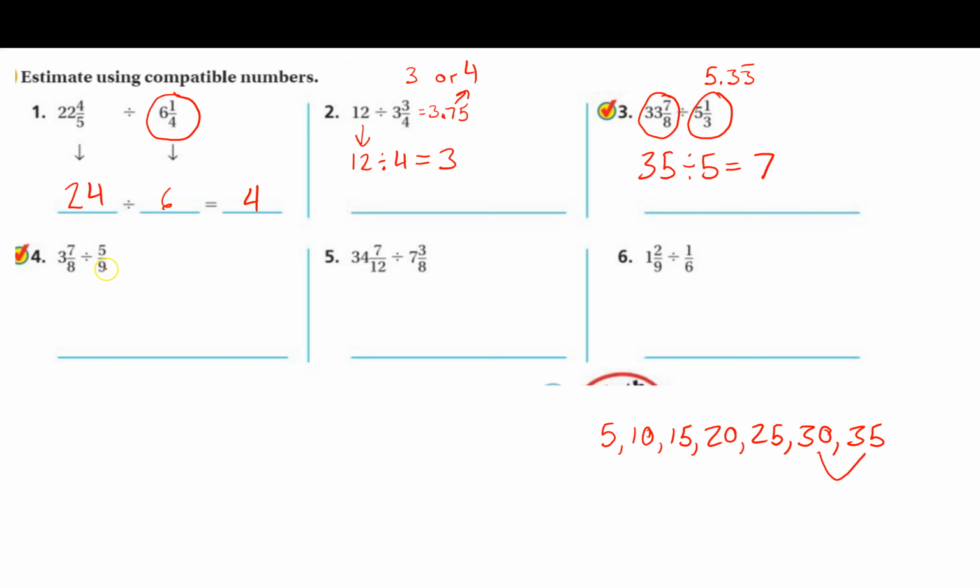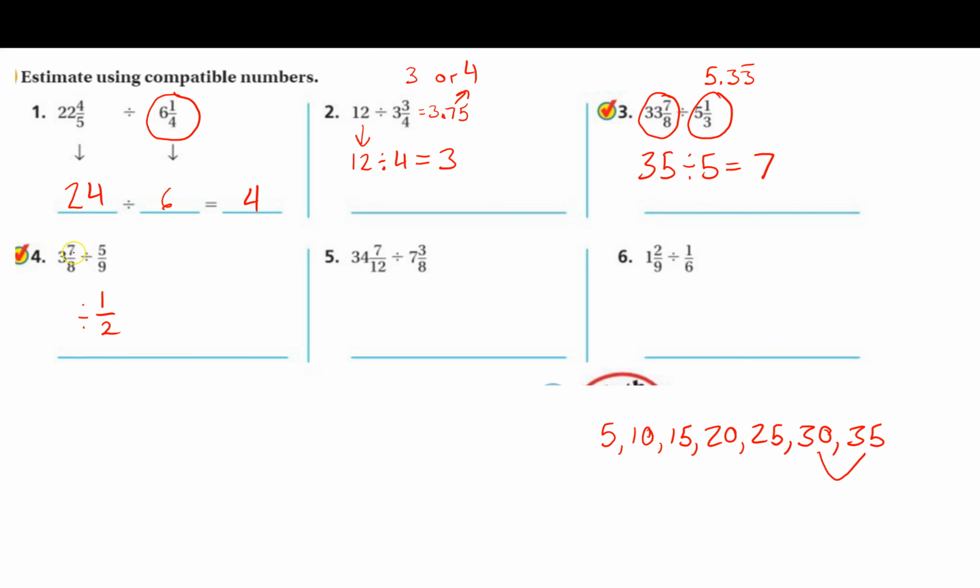And 5/9, though, do I want to use 1 or do I want to use a half? Well, half of 9 would be 4.5 over 9. One whole would be obviously 9/9. Well, this is only 0.5 away. 5 is only 0.5 away from being half. So it's going to be better to use 1/2 here.